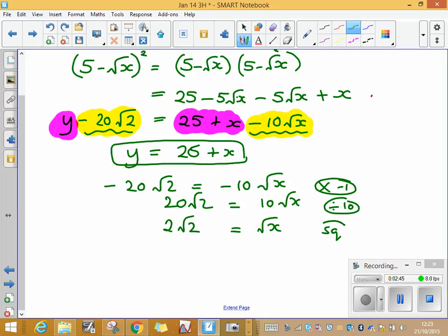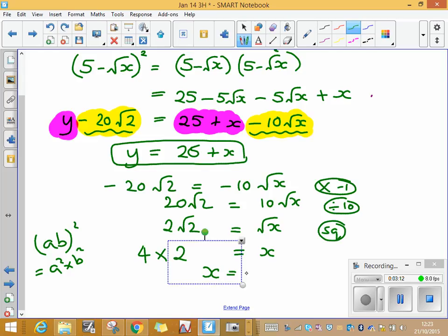Now, if I square the right-hand side, if I square the square root of x, that just becomes x. If I square the left-hand side, be careful here, if you square ab, then you end up with a squared times b squared. So I'm going to have to square the 2, well, 2 squared is 4, and then I'm going to multiply by root 2 squared. Well, if I square the square root of 2, it just gives me 2. So x must be 4 times 2, which is 8.